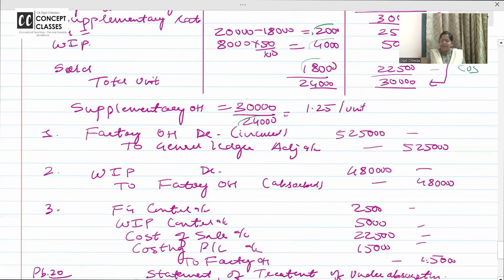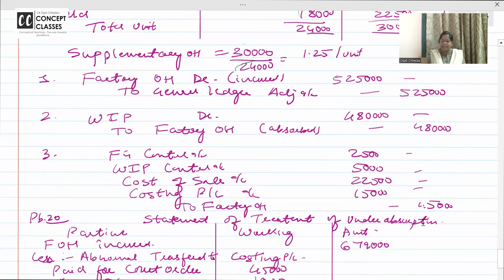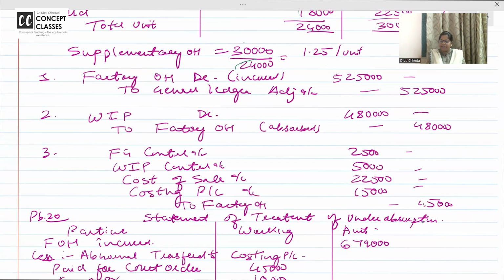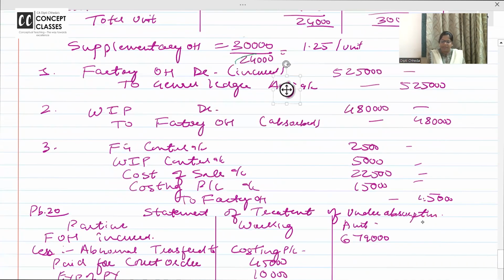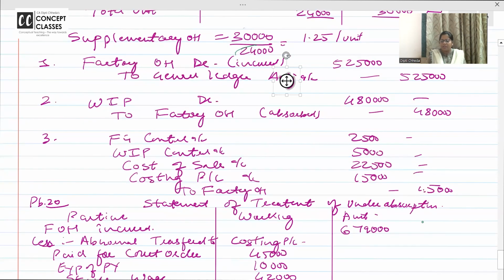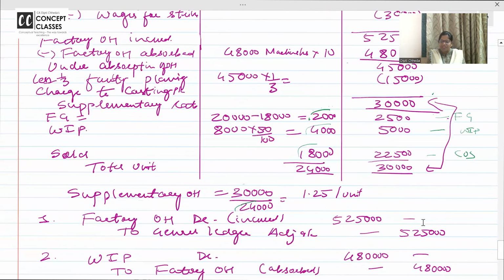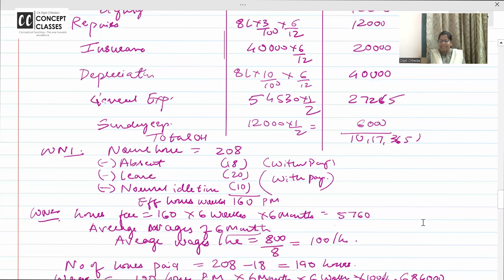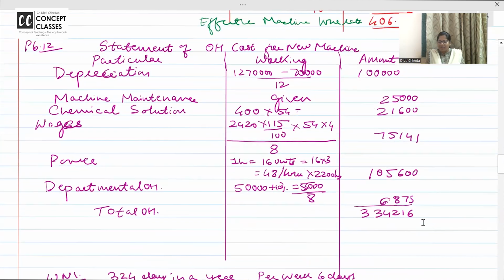Factory overhead 5,25,000. Start from here, what you have incurred. But you have absorbed 4,80,000. Now whatever is the difference, 45,000. In that, finished goods में add करो 2,500. Work in progress में 5,000. Cost of sales this. Costing P&L this. Done. Ma'am, I have solved so many questions. If you get exactly the same question for 5 marks, 6 marks, 7 marks for under over absorption, do message.